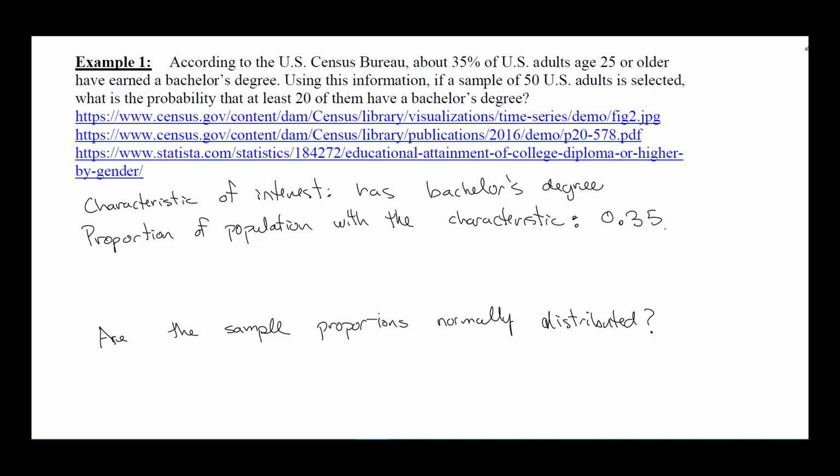Where does that come from? 35% of adults have a bachelor's degree. So we just take that 35% and write it as a decimal. So that is our proportion, and we're going to call this P. Okay, that's the population proportion.